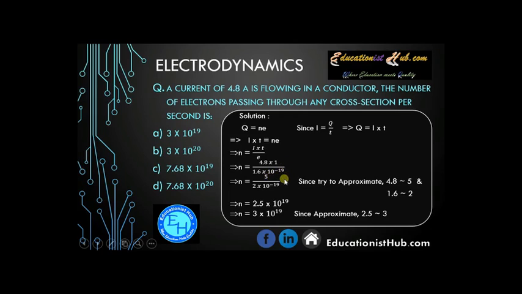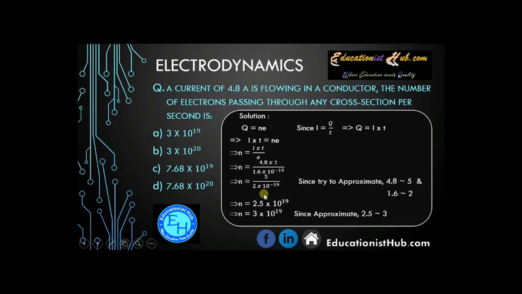As a medical student, you should have good approximation skills to crack entry tests with flying colors. You should be a genius at solving these type of MCQs in an approximation way. When you approximate 4.8 to 5 and 1.6 to 2, it becomes 5 upon 2 into 10 raised to the power minus 19. For better approximation, you should keep some techniques in mind: 3 upon 2 is equal to 1.5, 4 upon 2 is equal to 2, and 5 upon 2 is equal to 2.5.